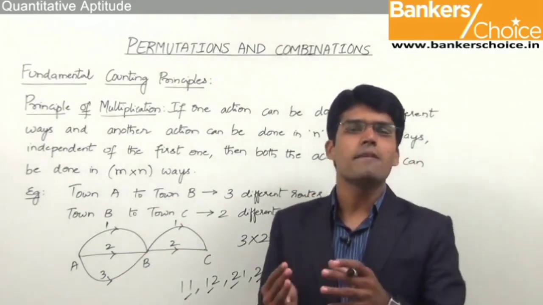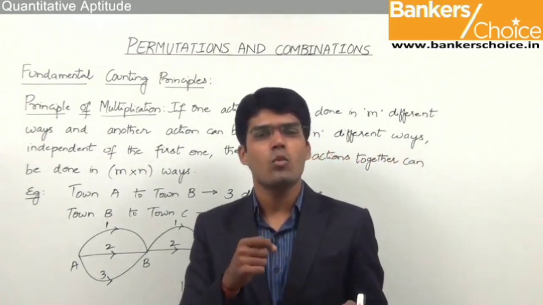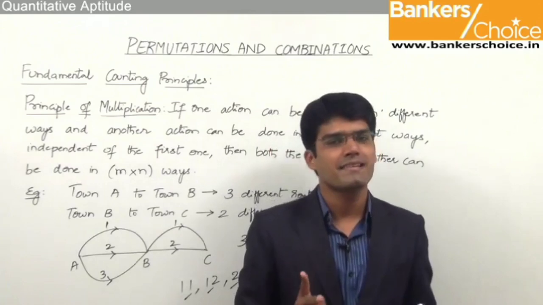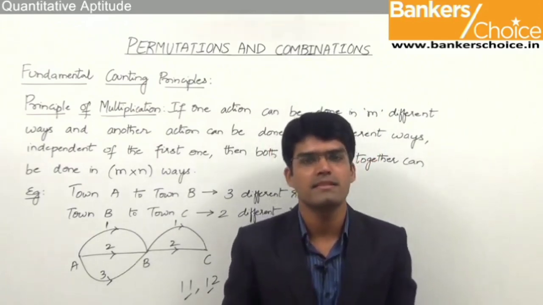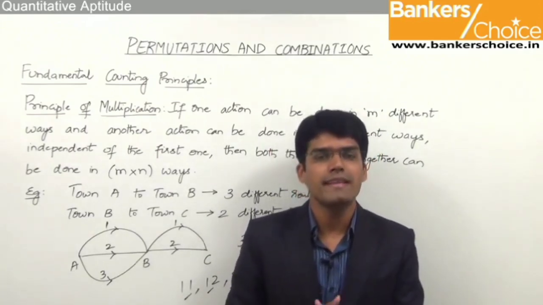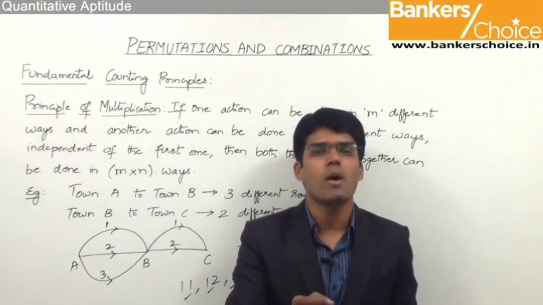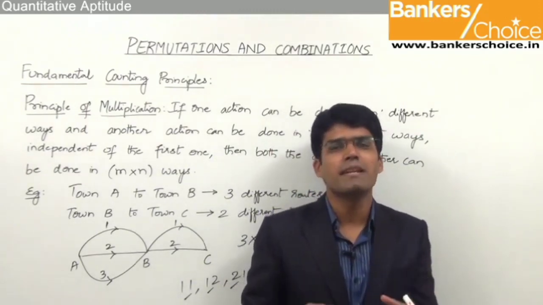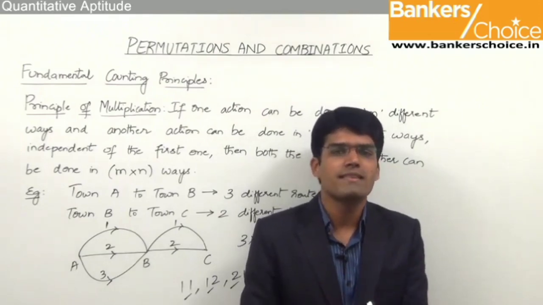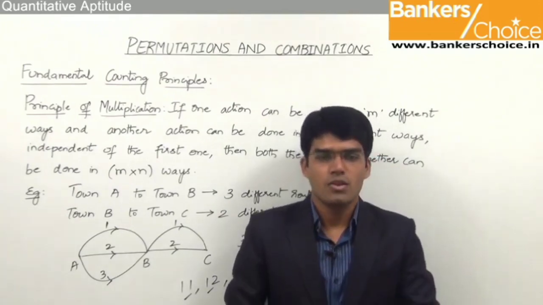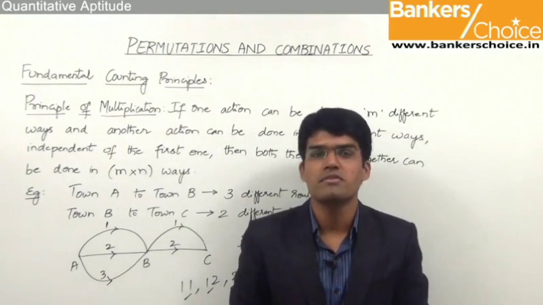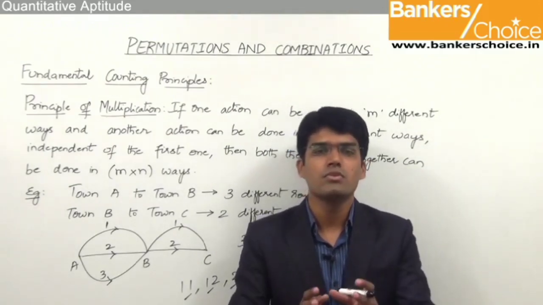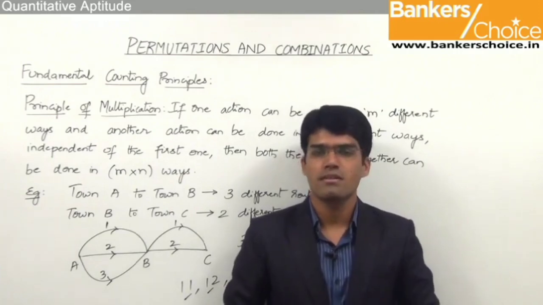Let's say there are 3 different actions which can be done in X, Y and Z ways respectively. That means the first action can be done in X ways, the second action can be done in Y ways and the third action can be done in Z ways. Then all the 3 actions together can be done in X into Y into Z ways. Likewise, when there are more than 3 or more than 4 actions, we can simply multiply all the independent numbers of ways to get the required answer. So the principle of multiplication and the principle of addition that we had discussed earlier are the fundamental principles that are used in solving questions from permutations and combinations.